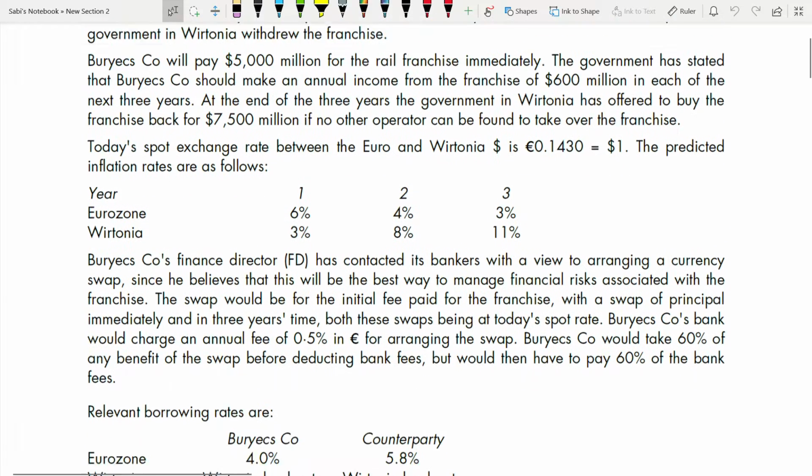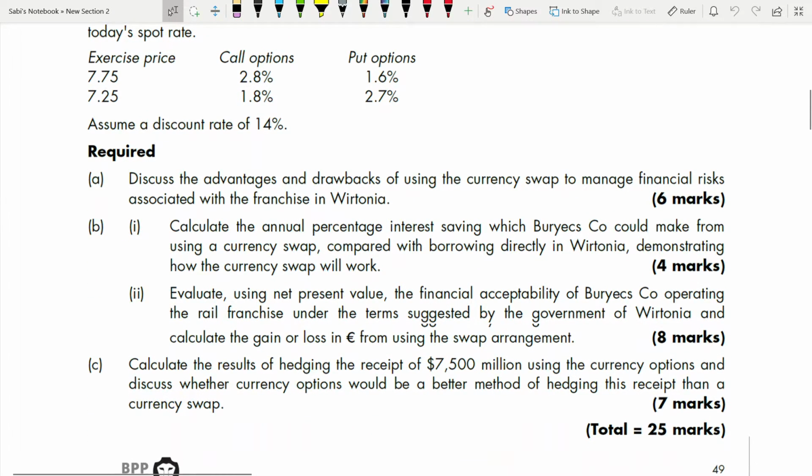Okay, so I will start with the requirements. A: Discuss the advantages and disadvantages of using the currency swap to manage financial risks associated with the franchise in Vertonia. So we have to talk about advantages, drawbacks of the currency swap to manage the financial risk. Okay, B: Calculate the annual percentage interest saving which Buryecs company could make from using a currency swap compared with borrowing directly in Vertonia, demonstrating how currency swap will work.